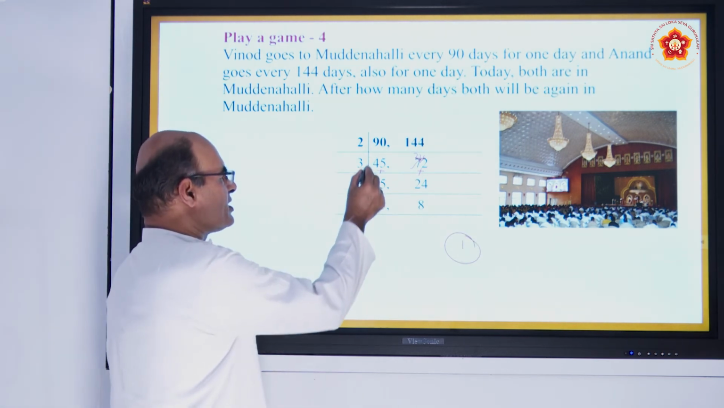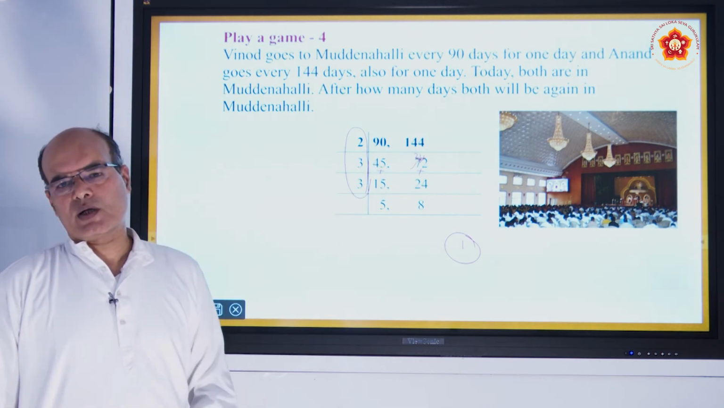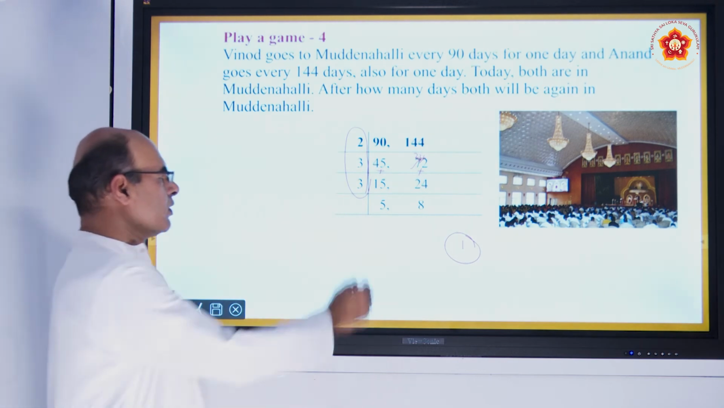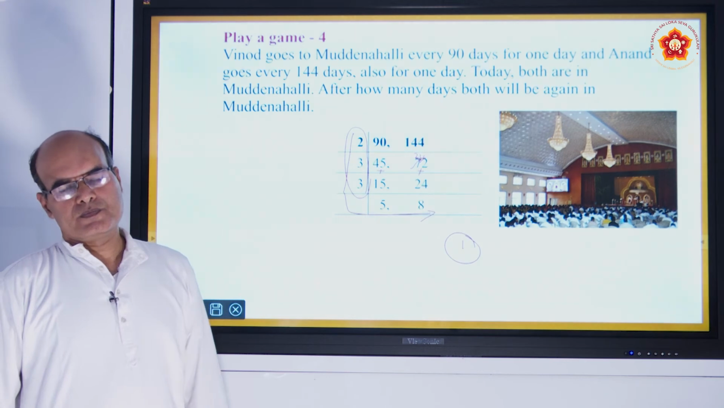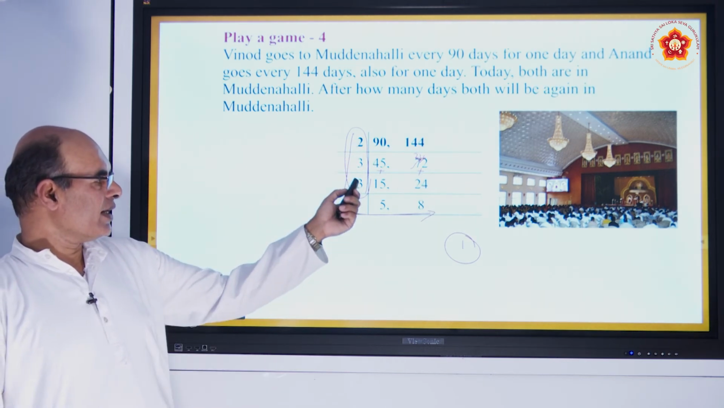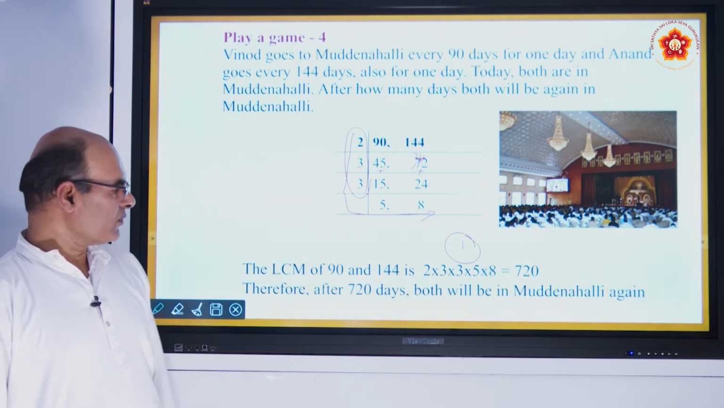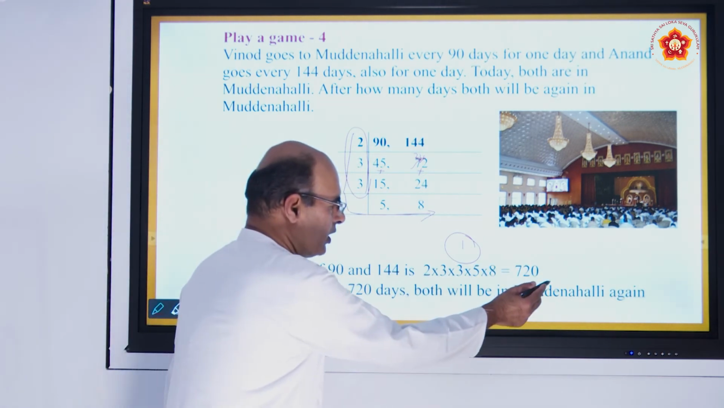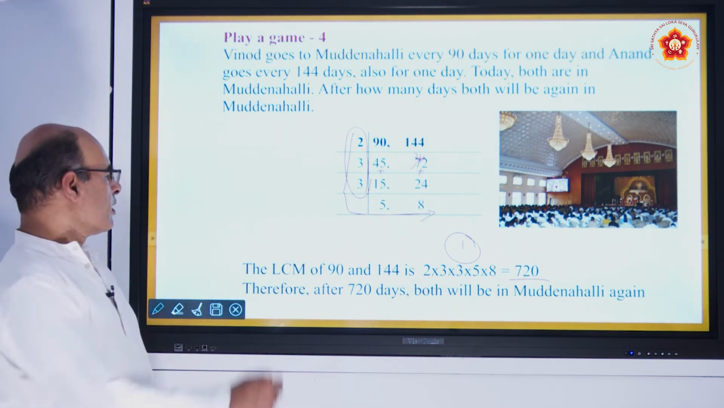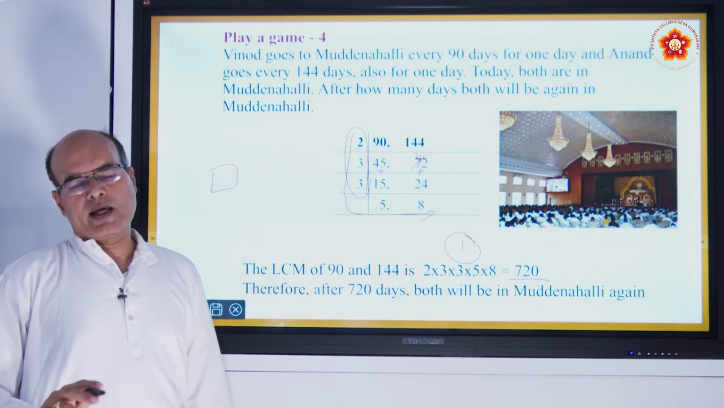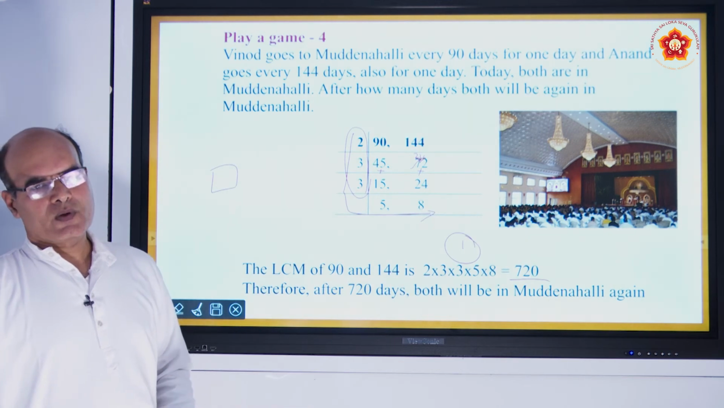If you take the product of these three numbers, 2 into 3 into 3, that will give you the HCF of 90 and 144. Here we need the LCM, therefore multiply all these prime numbers along with 5 and 8. So the product of 2 into 3 into 3 into 5 into 8 is the LCM of 90 and 144. If we multiply, we get 720. So if both Vinod and Anand are in Mudenhalli today, then after 720 days, both will be again at Mudenhalli. Hope you understood it.